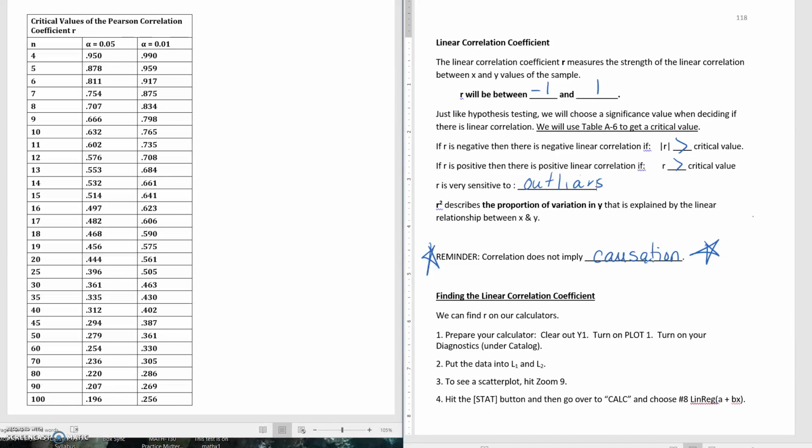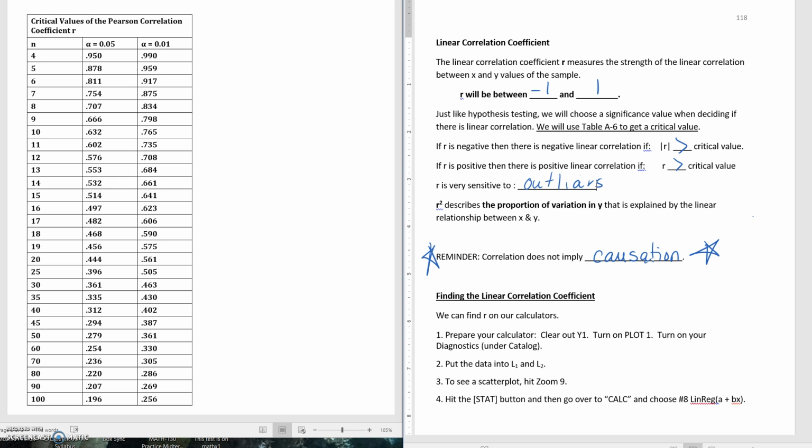So a kind of famous example, you can say that the number of ice cream sales and murders are correlated. So as ice cream sales go up, so do the number of murders that happen. Well, both of those tend to go up in the summer. So it's not that ice cream sales are causing murders. It's just that they both tend to rise around the same time of the year.